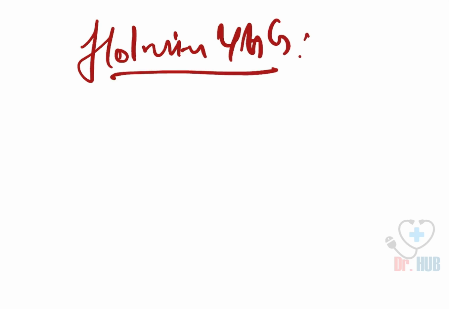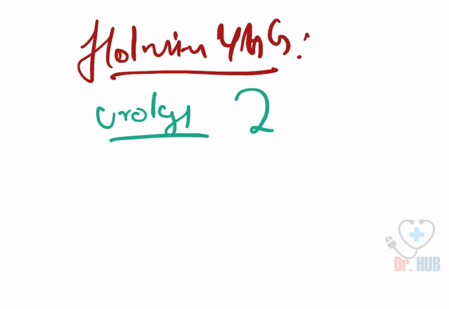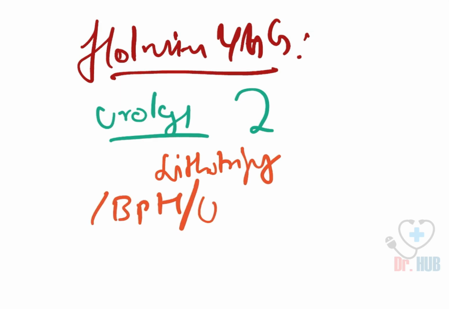Then we look at the holmium YAG. So this is used in case of urology. That is in cases of the lithotripsy as well as the BPH and the urethral stricture.